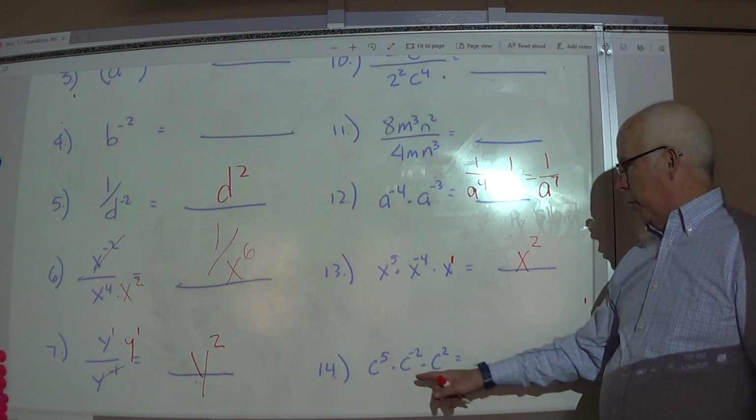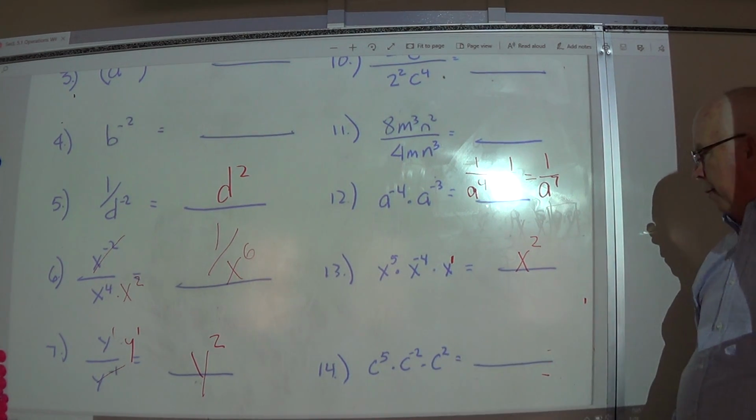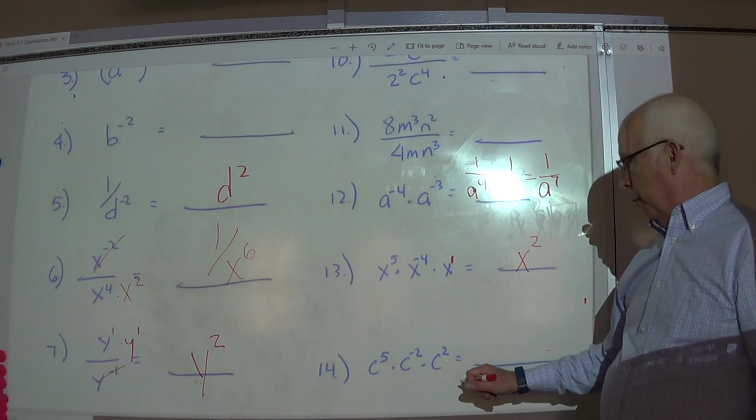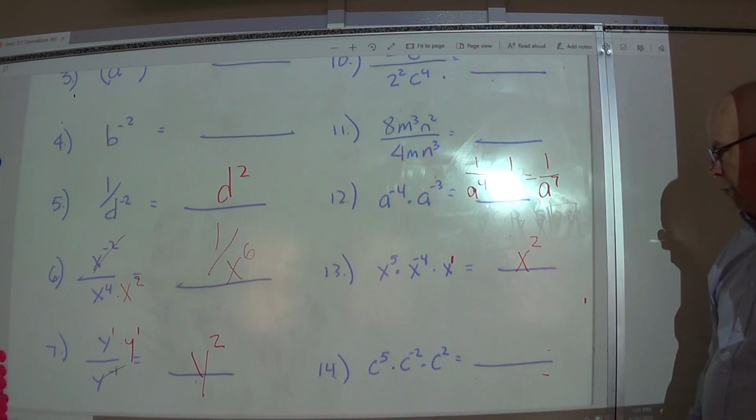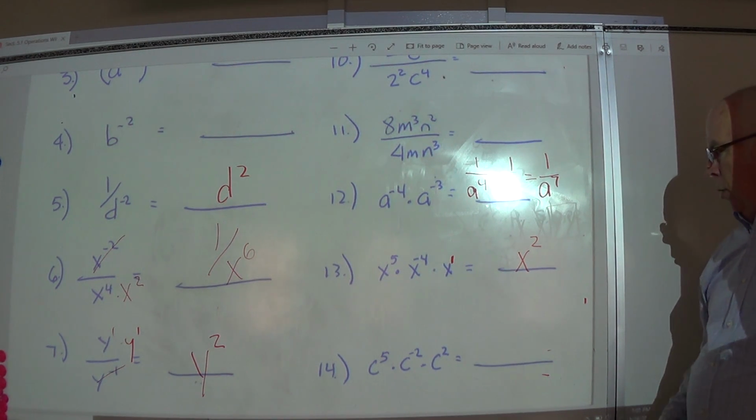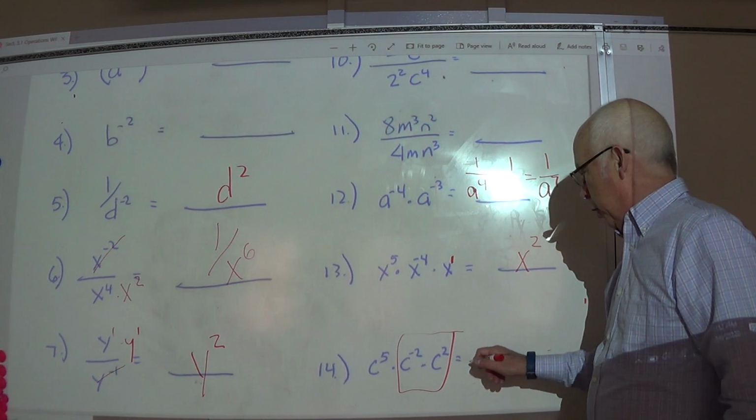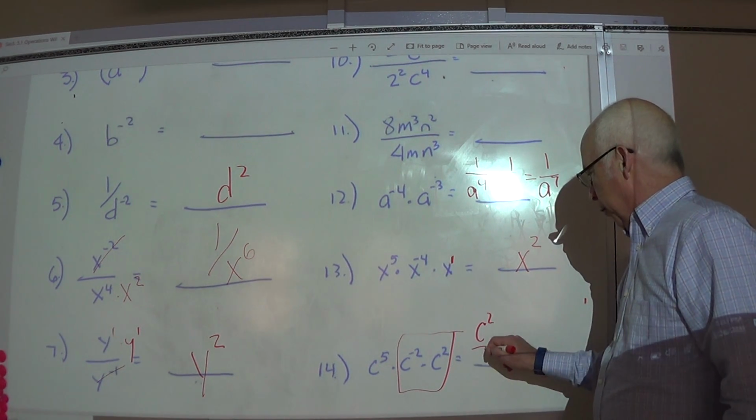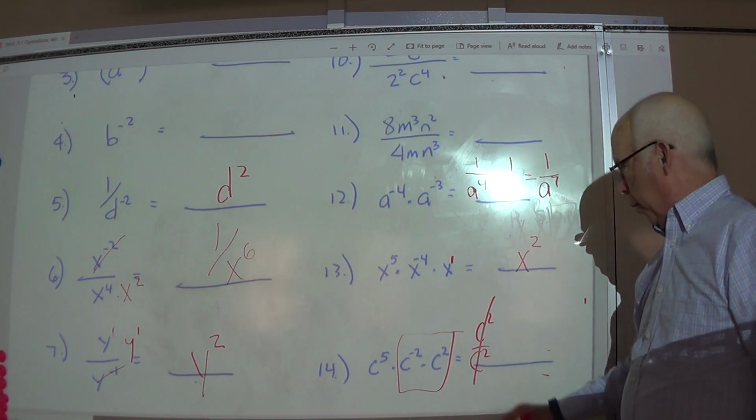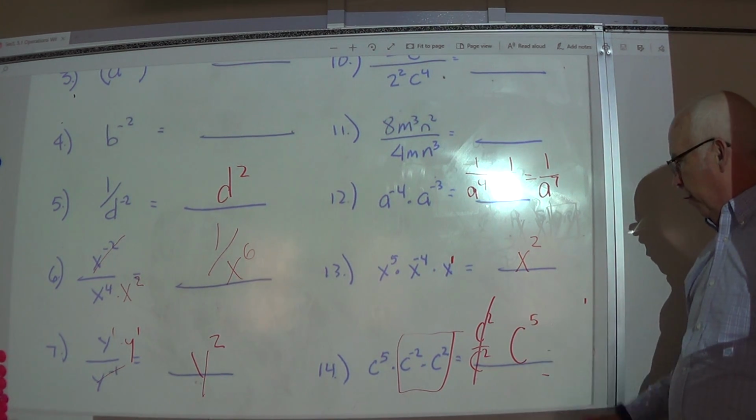Similarly, we've got c to the 5th times c to the negative 2nd times c to the 2nd, all right, equals something. All right, think about it for a minute. I'm going to let you think about it before I put the answer up there. What strikes me is this is the same as c squared over c squared, right? So that cancels or results in 1, and what do I have left? C to the 5th.